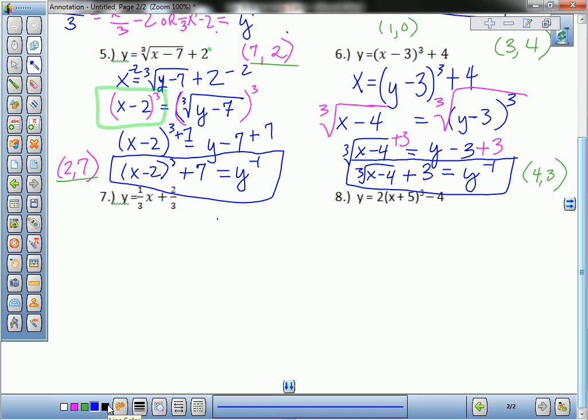Number 7, is it a cubic? No. Is it a cubed root? No. What is it? It's a line.